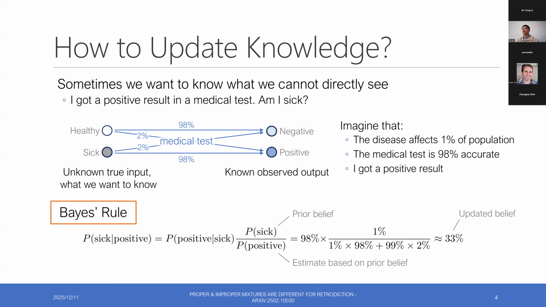We could do that with Bayes rule. The Bayes rule says that we could compute the probability that I am sick with this Bayes formula. In the Bayes formula, we have some prior belief that is 1%, because the disease affects 1% of the population. This is our initial guess of whether I'm sick or not. We put that into this formula, and we get an updated belief based on the fact that I get a positive result, and that the medical test is 98% accurate and the disease affects 1% of the population. We compute that, and we see that it's not 100% or 98%.